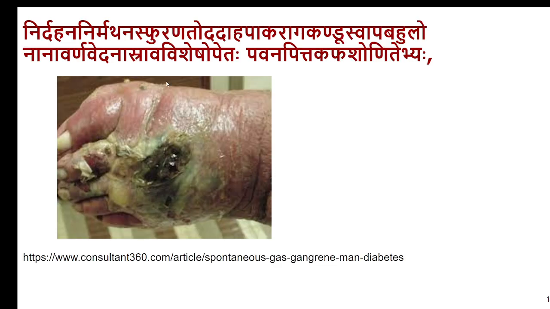And Chaturdosha, Nirdahana, Nirmatana, Spurana, Tosataha, Karaga, Kandu, Swapabahula, Nanavarana, Vedana, Strava, Vishosha, Petaha, Pavana Pitta, Kapashoni, Tepiha, Chaturdosha. Now, Chaturdosha is a very typical feature of Sushruta. That's typically seen in what we call a moist gangrene.